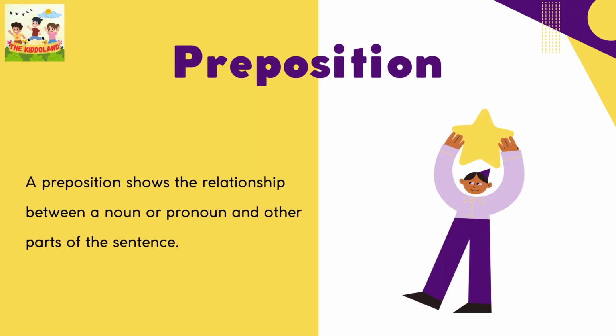A preposition shows the relationship between a noun or pronoun and other parts of the sentence. It often tells us about place, direction, or time. Here are some example prepositions: under, on, after, beside.